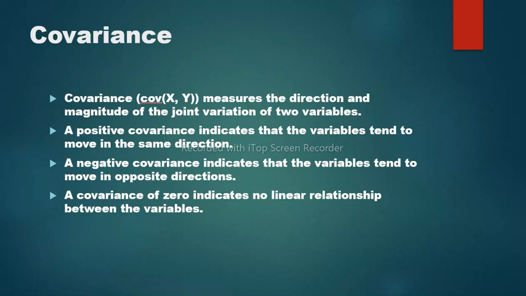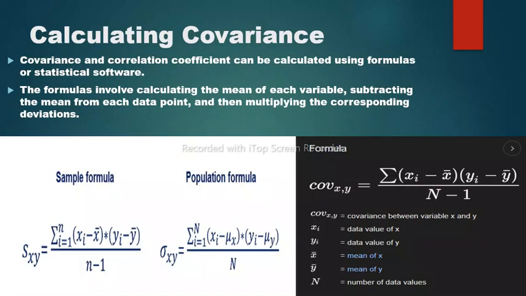A covariance of zero implies that there is no linear relationship between the variables, meaning their changes are independent of each other. It is important to note that covariance is measured in the units of the product of the two variables, which can be difficult to interpret in real-world applications.